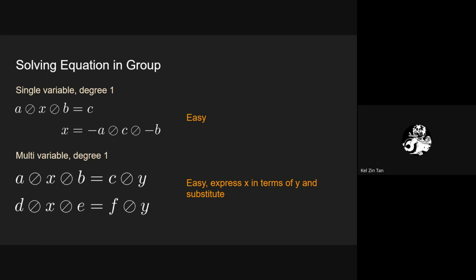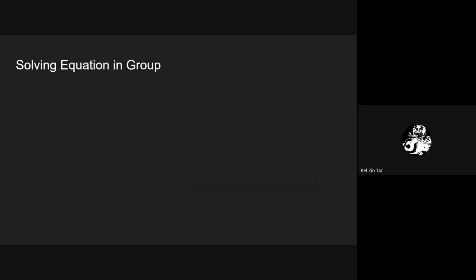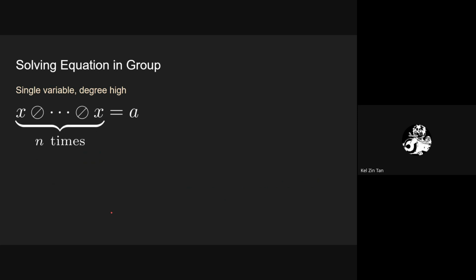Okay, so we can see that solving equations in a group with degree 1, even for single variable or multi-variable, is easy. So what about high degree? If I do it for n times, and I want you to solve this equation, is it easy or hard in the group? Perhaps I'll let you all think about it for a few seconds. And if you have any thoughts, maybe you can put them in the chat as well.